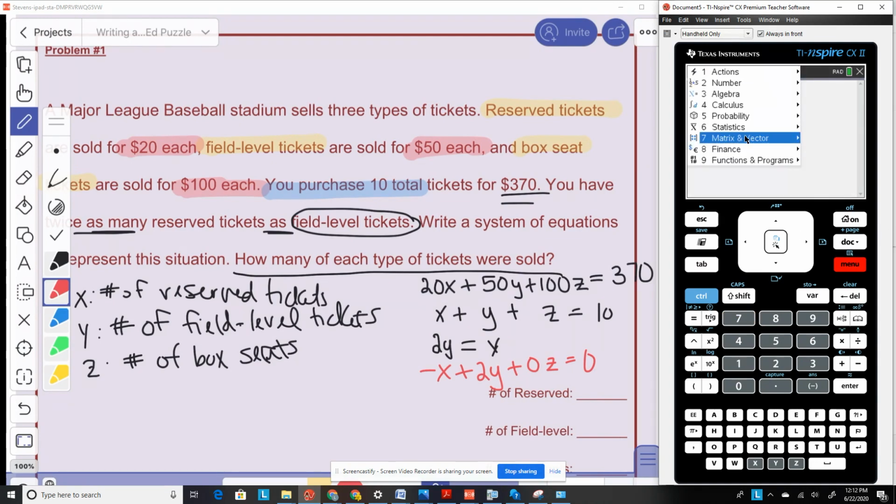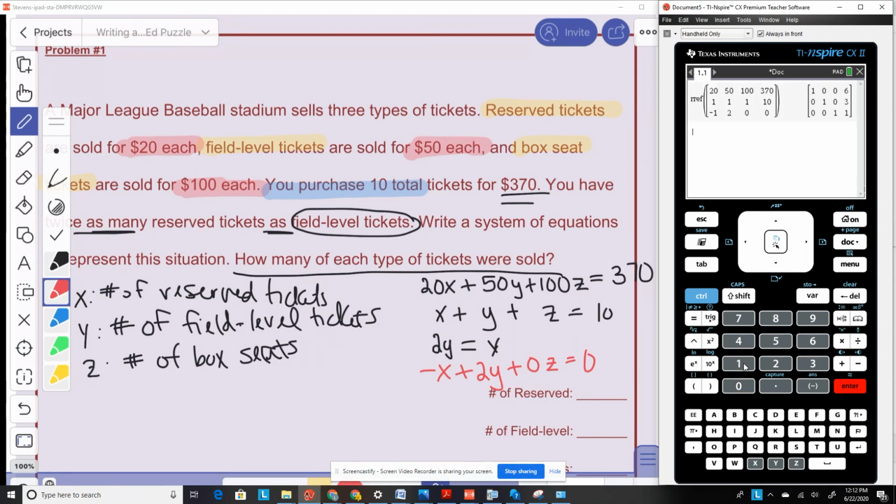If you mess up, just erase it. Menu, matrix, create a matrix. And I am doing a 3 by 4. Remember that your coefficients go inside your matrix. 20x, 50y, 100z, and it equals 370. All my tickets of reserved, field level, box level, I bought 10 tickets total. And the last one's going to be -1. And make sure for this negative here, guys, that you use a negative, not a minus. -1, 2, 0, 0. Hit enter.